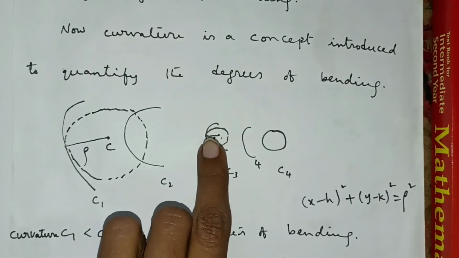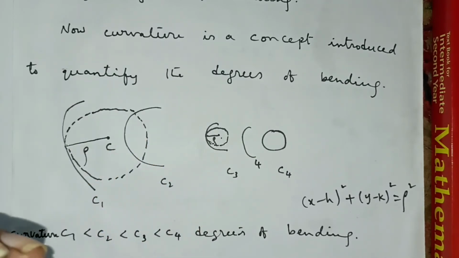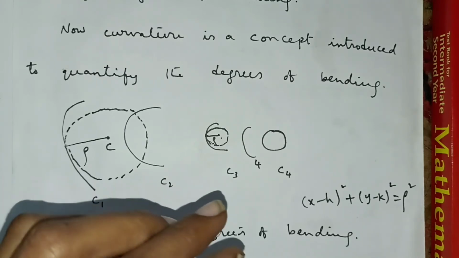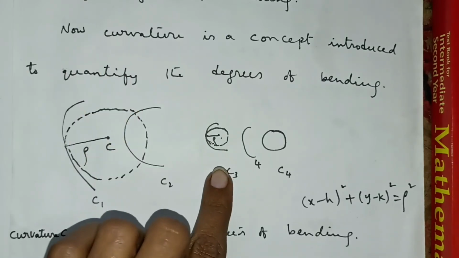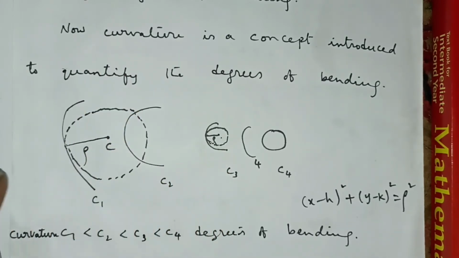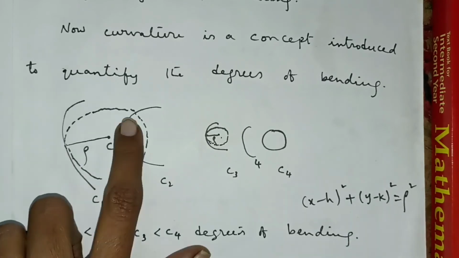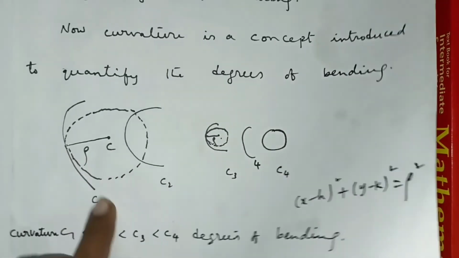That means if you get more degrees of bending, the radius of curvature is less. If the curvature is more, the radius of curvature is less. If the curvature is very small, then you will get a big radius of curvature, like that.